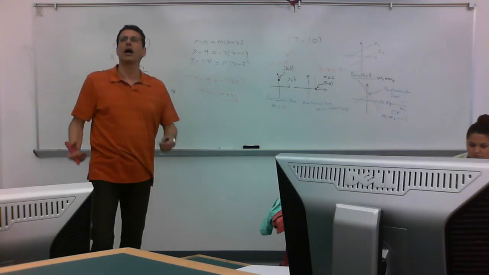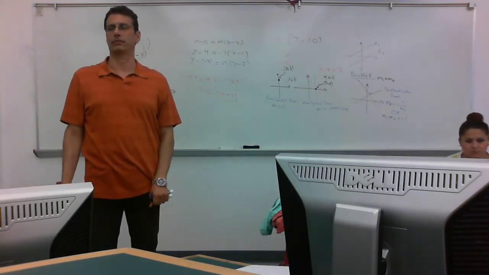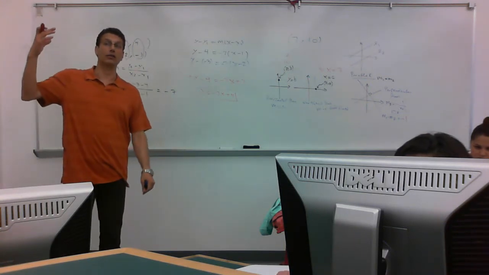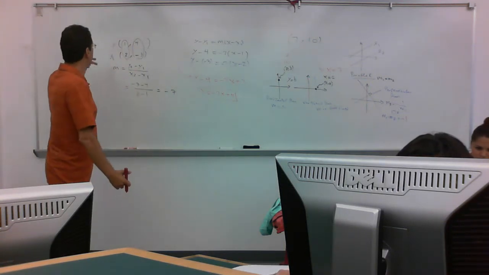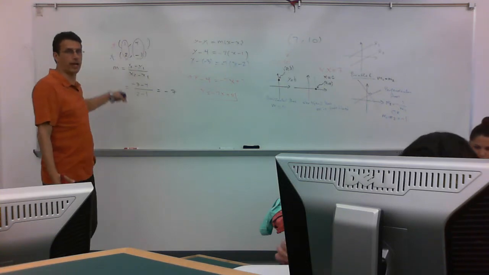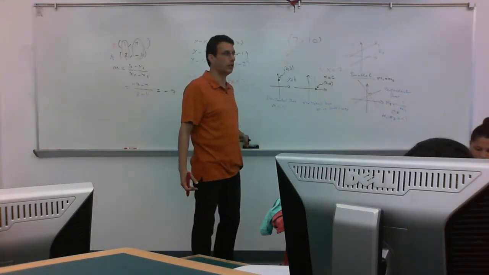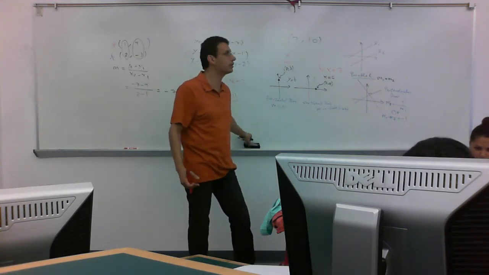Now class, how do you come up with the graph? You can plot any 2 points, and 3 points is to be on the safe side. Can you use the original points? Yes. But I don't want to use the original points. I want to use important points known as intercepts.